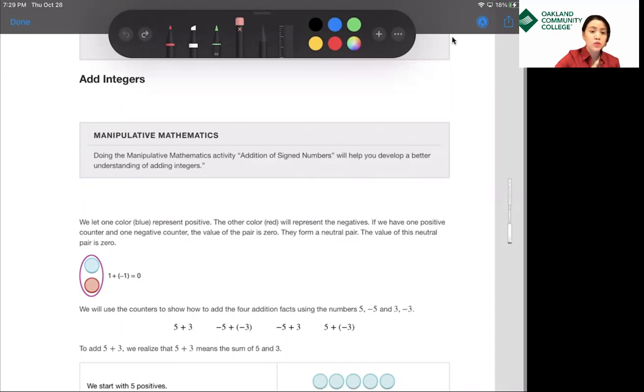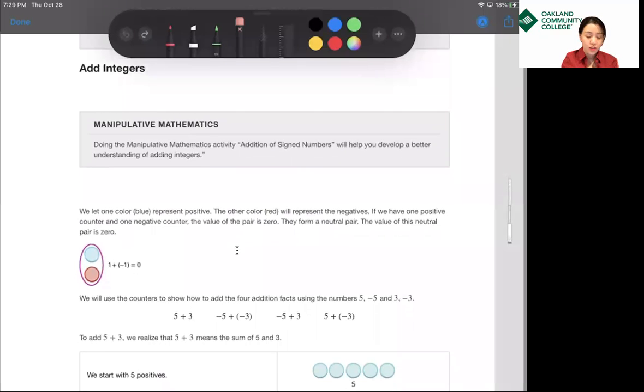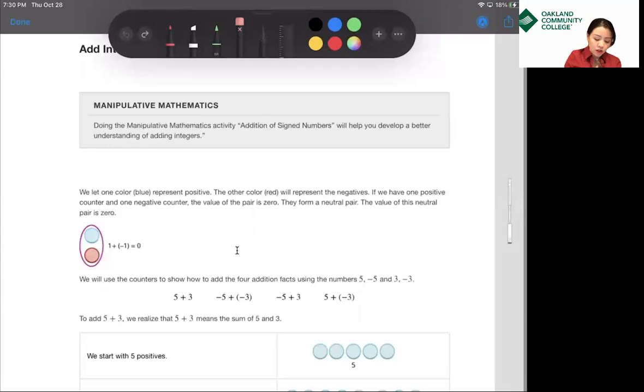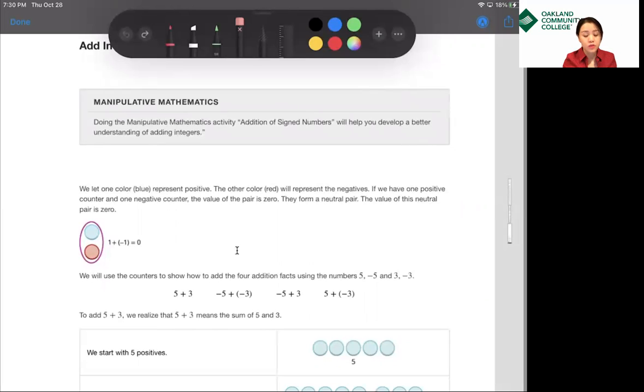Most students are comfortable with adding or subtracting positive numbers, but doing addition or subtraction with both positive and negative numbers may be a little bit more challenging. Right? So let me introduce you to manipulative mathematics. Doing the manipulative mathematics activities, addition of signed numbers will help you develop a better understanding of adding integers. So I'm going to use two-color counters to model addition and subtraction of negatives so that you can visualize the procedure instead of memorizing the rule.